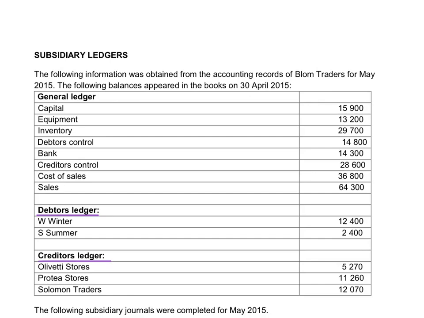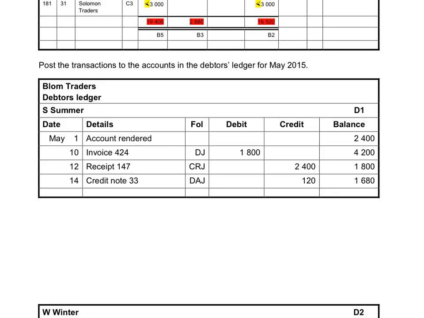W. Winter owes $12,400 and S. Summer owes $2,400 at the end of the previous month. In the account of S. Summer, we will indicate that on the first day of the current month, account was already rendered to him, or we already sent him an account to indicate that he owes $2,400. You can also call this a balance.